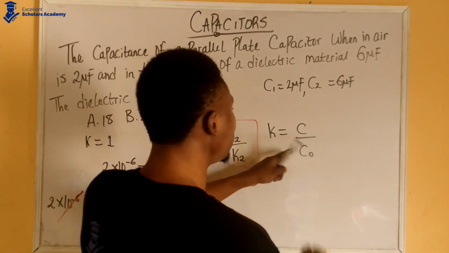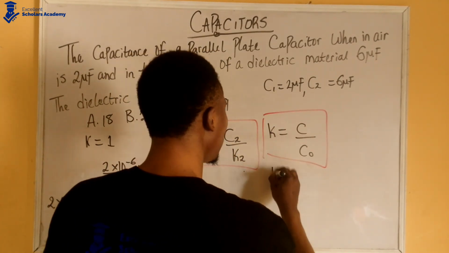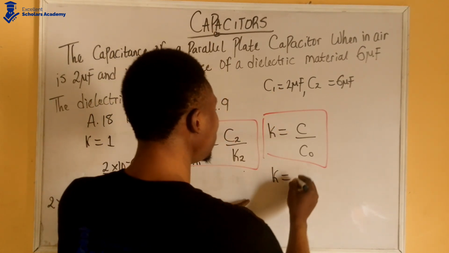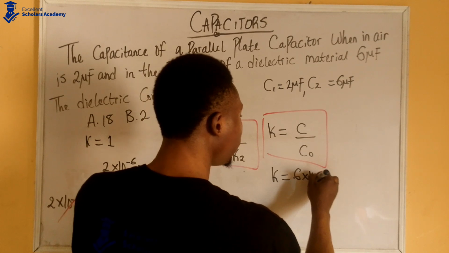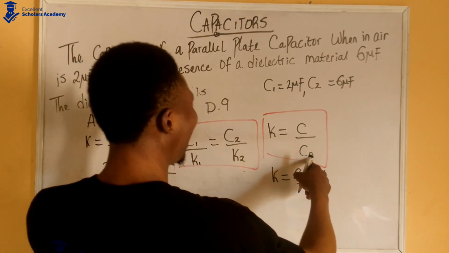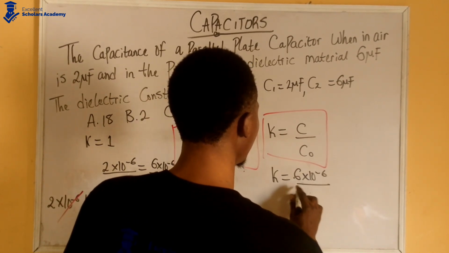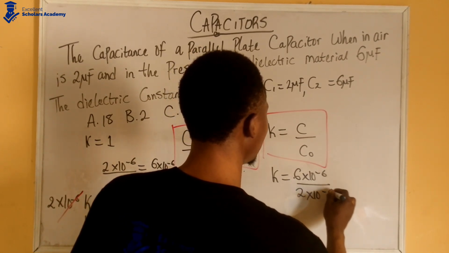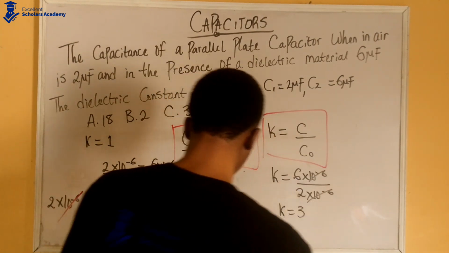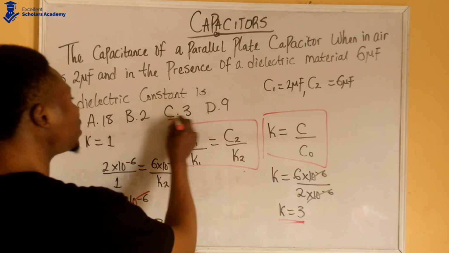Or if you decide to use this formula, you're still going to get the same thing. K is equal to your capacitance in the dielectric medium, which is 6 microfarad, over the capacitance in air. So that's 2 times 10 to the power of minus 6. This takes this away, 6 divided by 2, 3. So K is equal to 3. So any of these formulas you can use. So our answer here is 3.